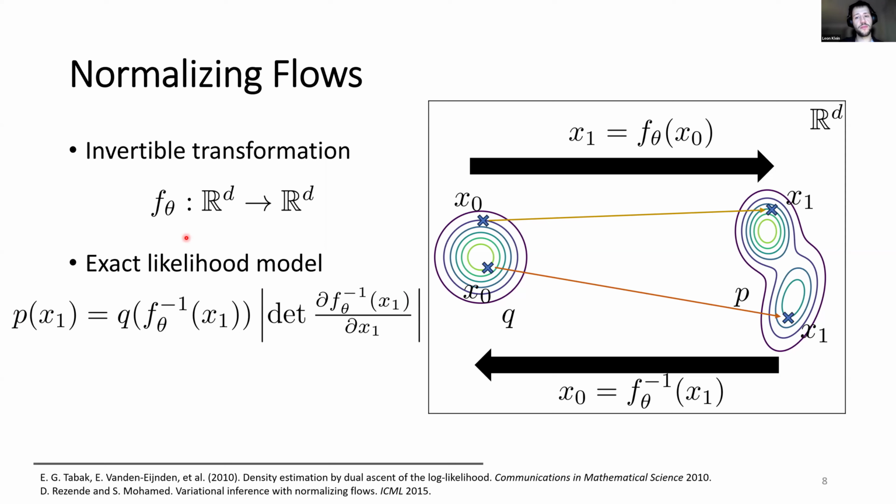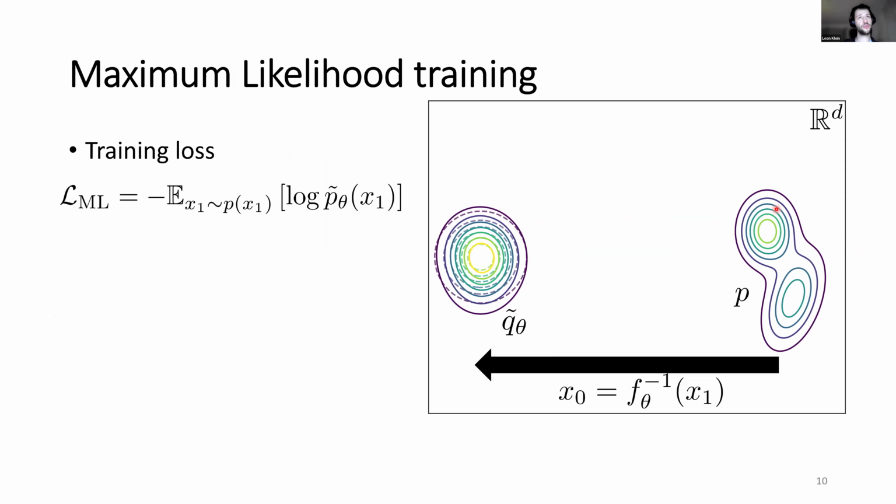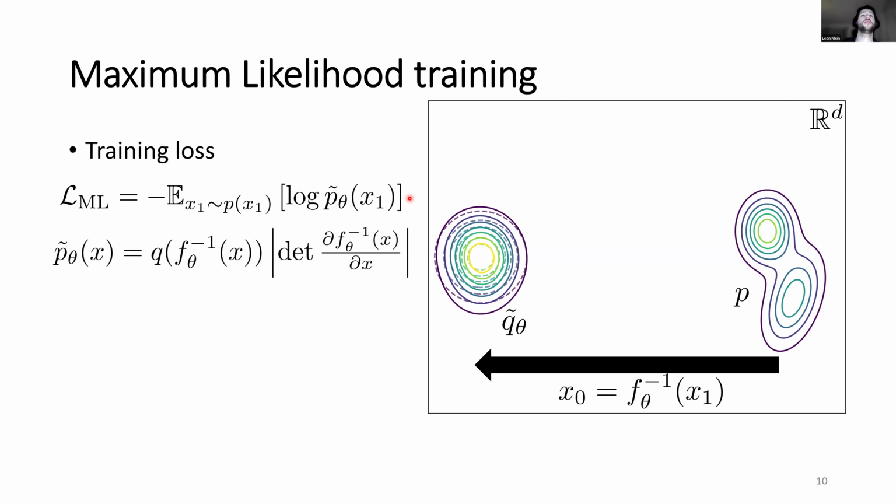So how do we train these? Of course, the goal is to match the output distribution of the normalizing flow with the target distribution. There are different ways to train this. One is so-called maximum likelihood training, where we simply maximize the likelihood of samples from our target distribution, approximately from our target distribution, under our flow model. And as I've shown before, with the change of variable equation, we can compute this term here.